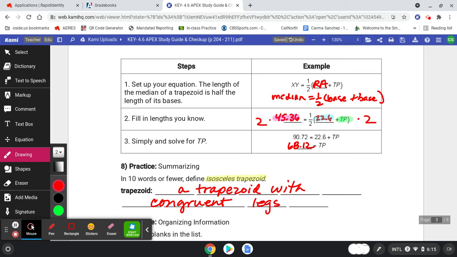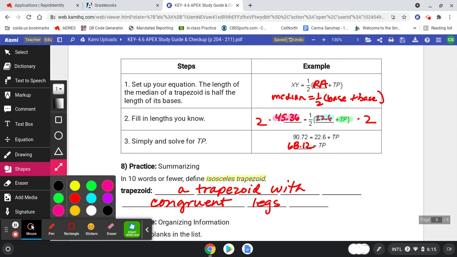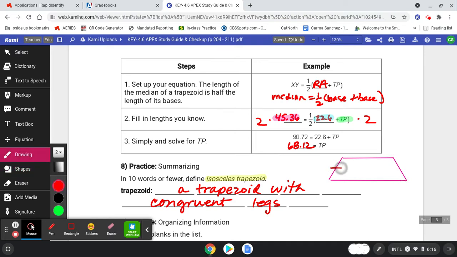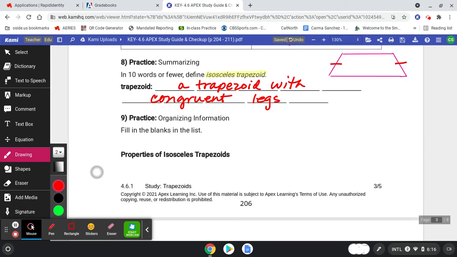And this is called an isosceles trapezoid. So what I mean by that is that the two side legs are congruent. So that would be marked like this. This is equal to this. This is called an isosceles trapezoid.